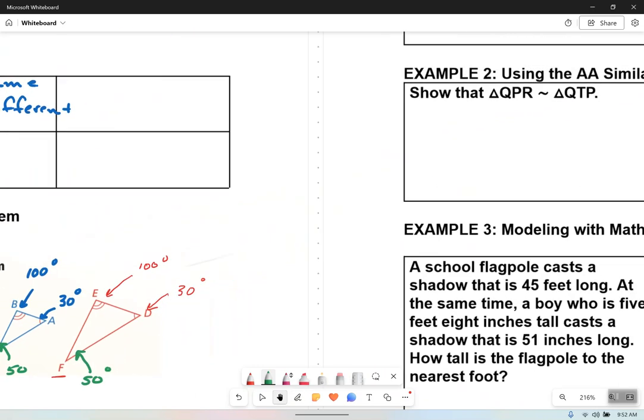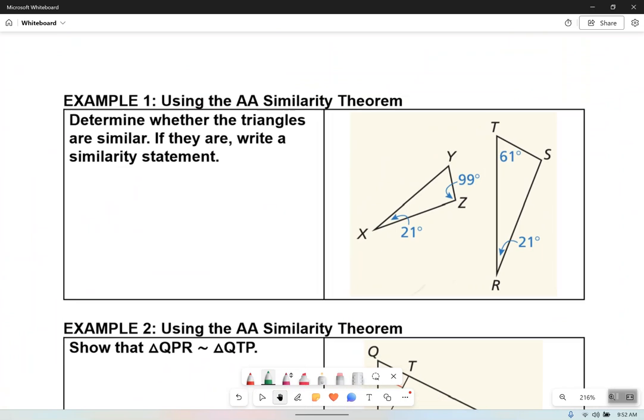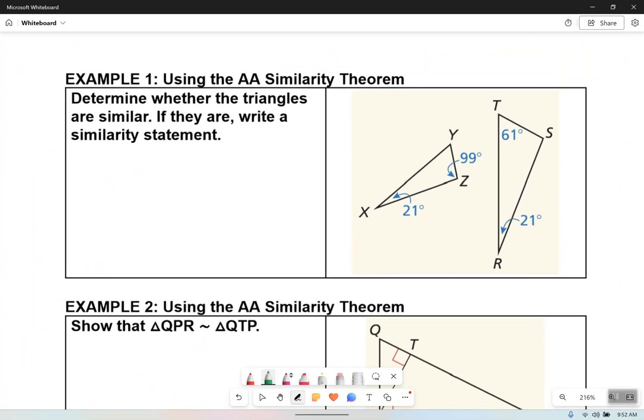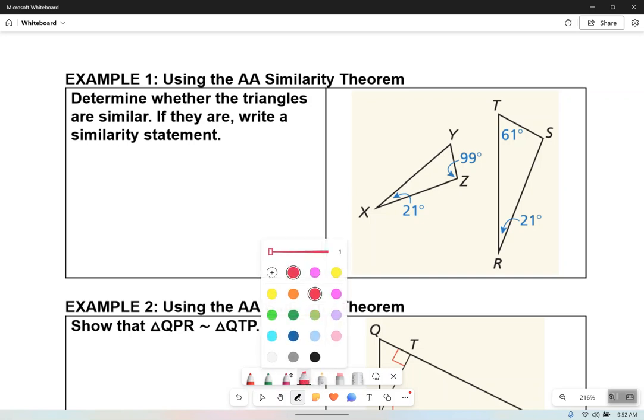So let's just jump over to page 2. Guys, example 1 says use the angle similarity theorem. Determine whether the triangles are similar. If they are, write a similarity statement. Well, what two angles jump out at you right away in terms of being equal? Angle X and angle R are both how many degrees, kids? 21 degrees. Now, do the 61 and 99 match? No. But it might be a good idea for us to do what, kids?